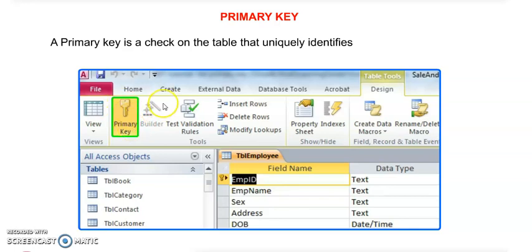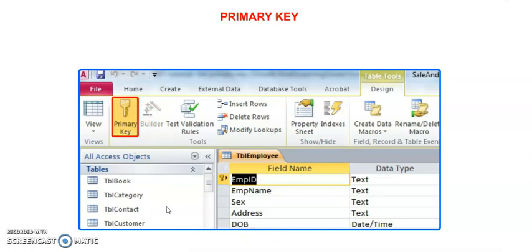It is a check on the table that uniquely identifies each record in a table. It does not contain any duplicate data. If we want to keep any field unique, its data should be unique in every record. That field we can make the primary key. A table can have only one primary key.